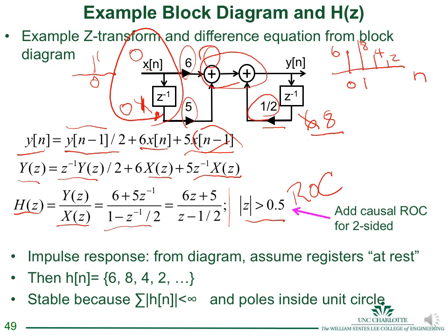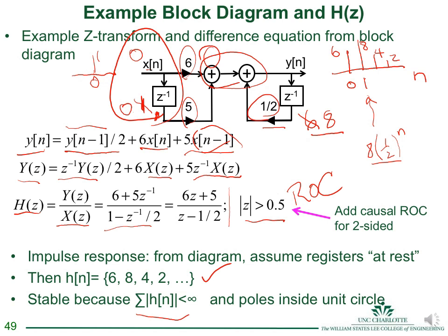By the way, the system is stable because the sum of these values is going to be bounded. It looks like, at least from this point onward, a sequence of 8 times 1/2 to the n. And so the 1/2 to the n sequence has an infinite sum of 2. And so you can work out that that infinite sum of the sequence plus the leading value of 6 is going to be bounded.